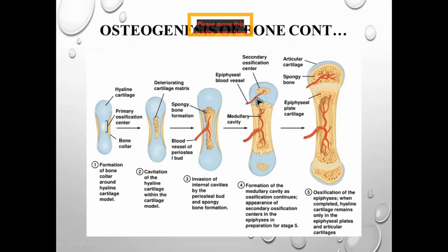epiphyseal region, blood vessel, the secondary ossification center has been formed here and here. So at these two ends, we're going to have a secondary ossification center. Then what happened? These secondary ossification centers also have the spongy bone at both the ends, and the epiphyseal plate. Both the ends we're going to have an epiphyseal plate, which helps in the elongation of your bone lengthwise.